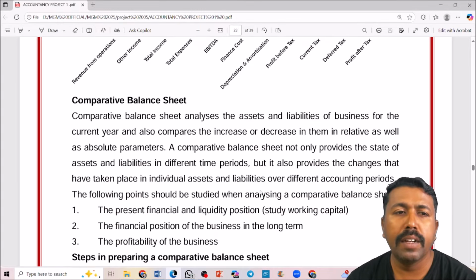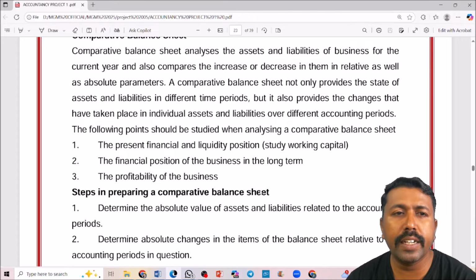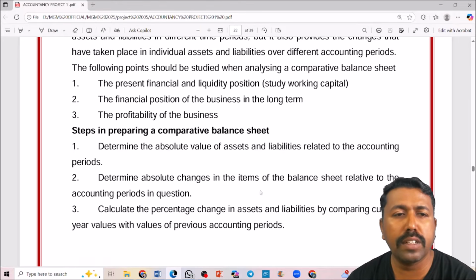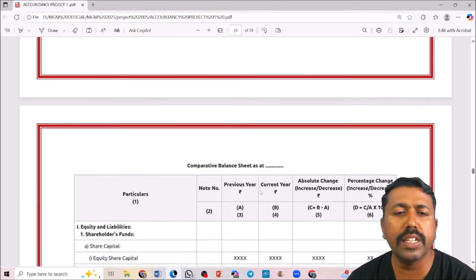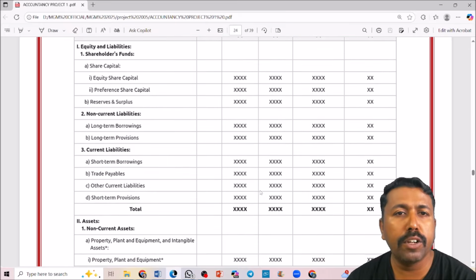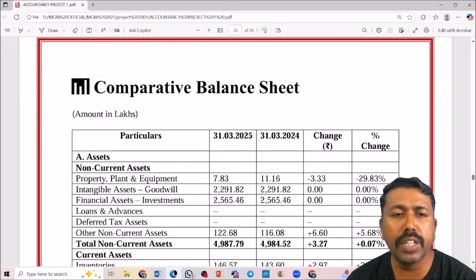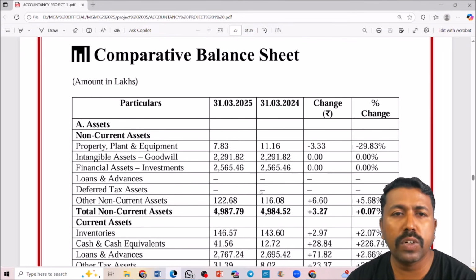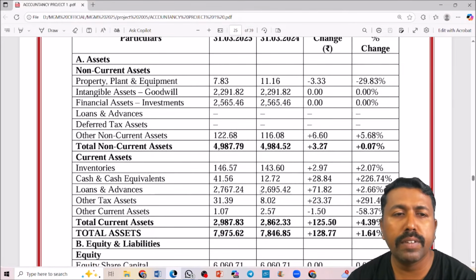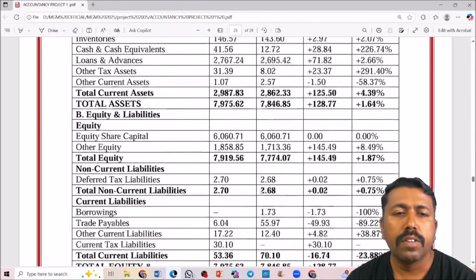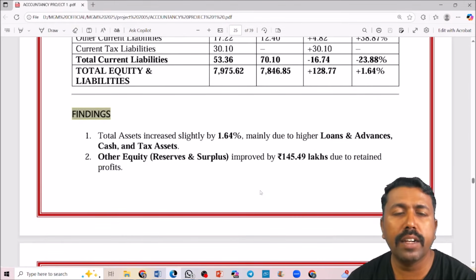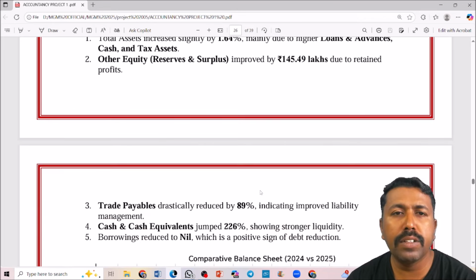comparative statement of P&L. After that, the comparative balance sheet is attached, the theoretical part also attached, the steps in preparing a comparative balance sheet. The format of the comparative balance sheet is here. Also, the solution for the above balance sheet is attached for the year 2020-25. The comparative balance sheet is there, and findings of the above balance sheet are here.